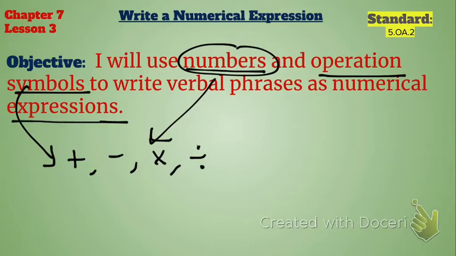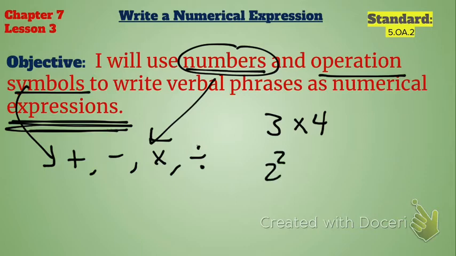Now, we've heard that word expressions over and over again. Remember, an expression is just a numerical sentence. So that can be 3 times 4. It could be a complicated sentence like we worked on yesterday when we were working on order of operations. It could be 2 squared minus parentheses 8 times 4 parentheses minus 8. That's a little more complicated numerical expression, but that's all we're talking about.